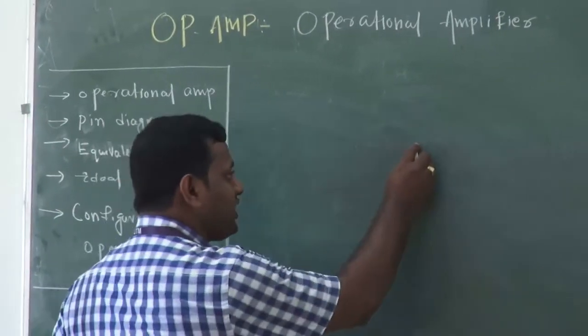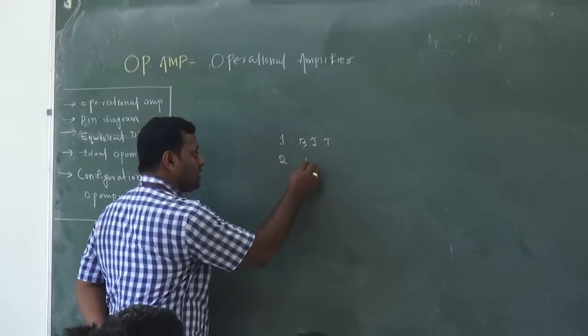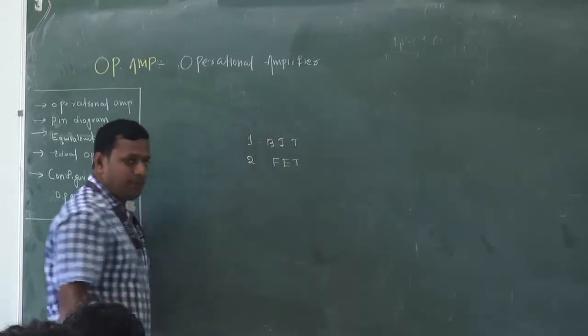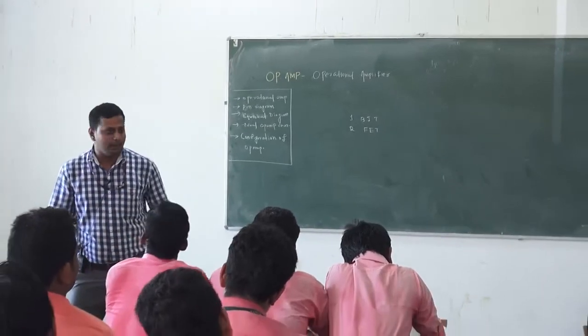One is the BJT and the second was the FET. That is, the first one is the bipolar junction transistor, and the second one is the field effect transistor.